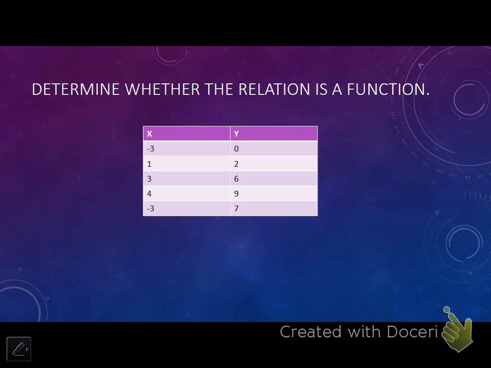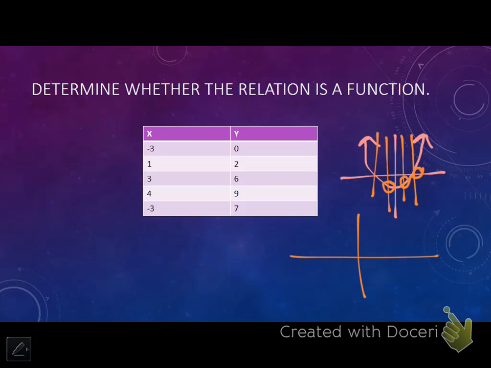Okay, determine whether a relation is a function. A function would have to follow my vertical line test. So say I have this picture here. I'm going to draw a bunch of vertical lines. If it crosses my vertical lines only once, it's a function. But if it crosses my vertical line twice, like this, so if it has the same x value, that means it crosses twice, then it's not a function.